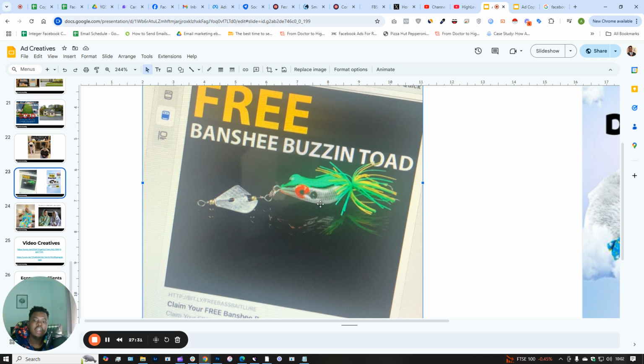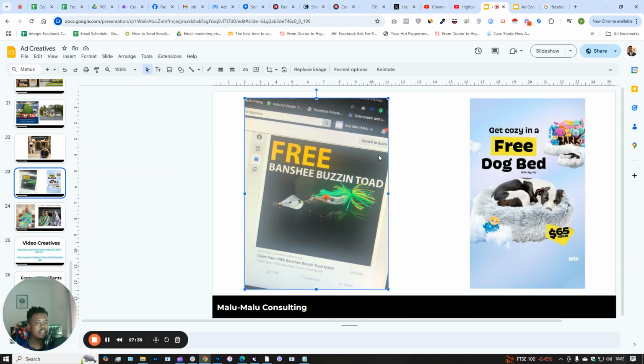Makes sense. So what made this work really well was the offer. Free Banshee Buzzing Toad. Whenever you get the opportunity, use the word free. And that's why I wanted to illustrate these two examples. Because this, I'm selling a free Banshee Buzzing Toad, and this, they're selling a free dog bed.